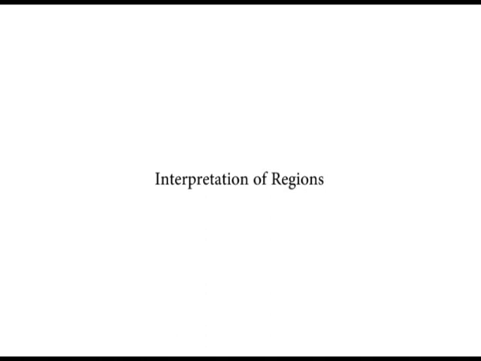Lastly, interpretation of regions. So far, we have been shading graphs to indicate the required region defined by the given inequalities. The reverse is also possible. We can define the required region already shown on the graph using inequalities, and so we only reverse the process.